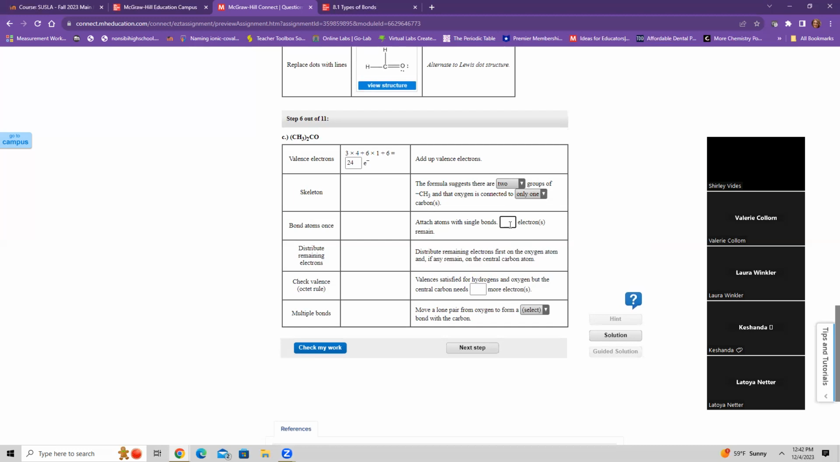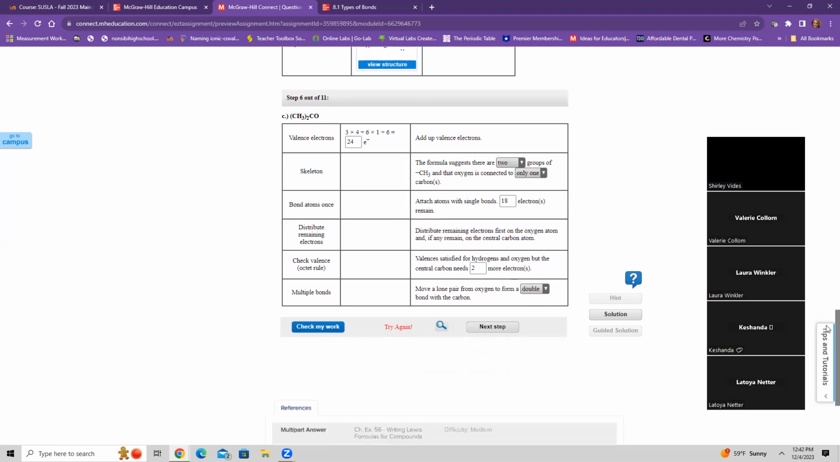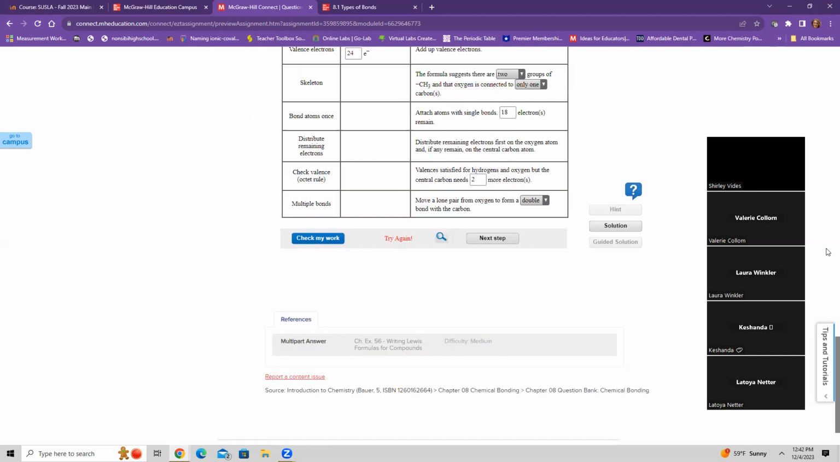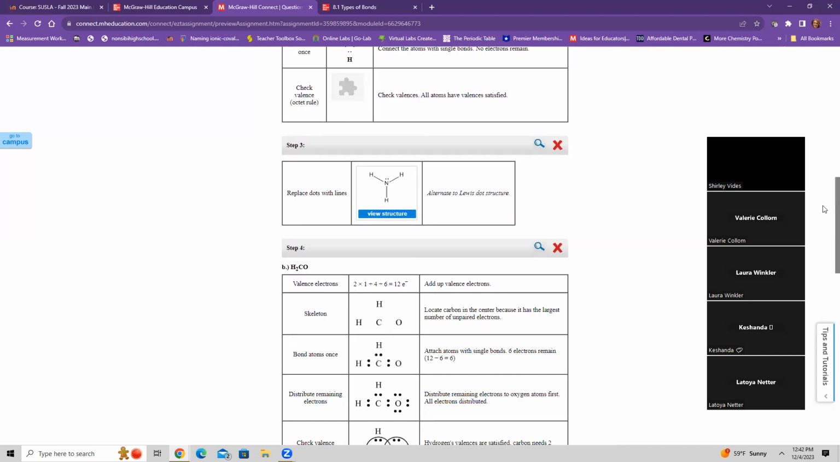So each bond, that's 6 to 18 electrons remain. Balance satisfies reaction, but the central carbon needs 2 more electrons. Well, paired to form a double bond. Check my work. It says try again. Why? It is correct. It be giving us a hard time. Yeah, it is a hard time. Take it away. We don't need that in our life. It is a hard time, period.